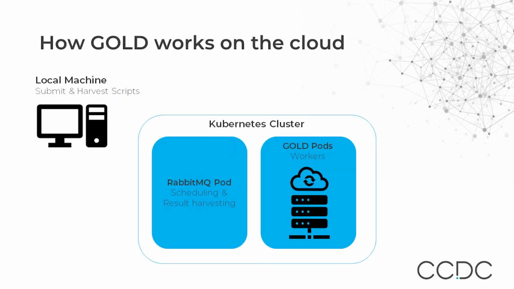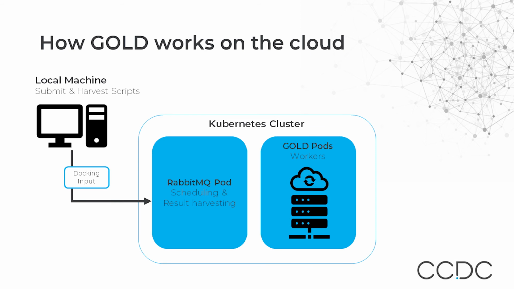I will tell you now how docking on a cloud works. Gold jobs are generated in your local machine and then pushed to a message queue that is running on a RabbitMQ pod in the Kubernetes cluster. As a note, this RabbitMQ comes standard from Docker Hub, but we provide the documentation on how to set it up with the different sets of credentials that you need for it.